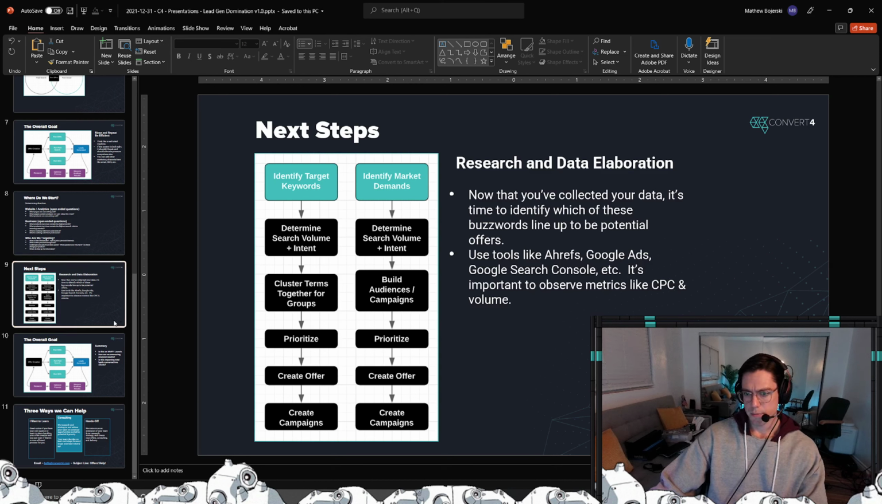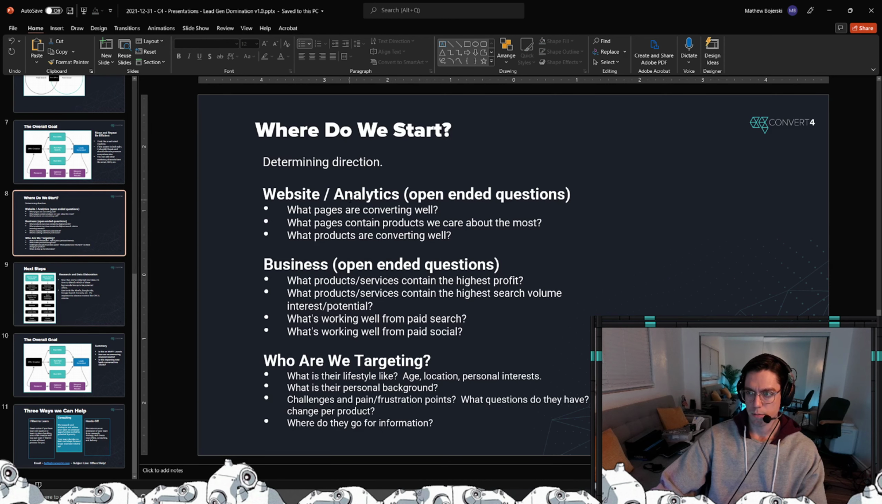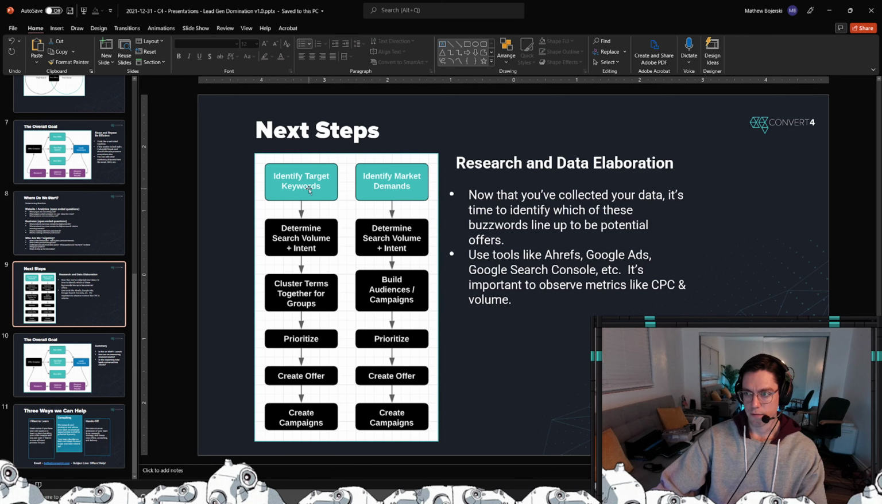So here are the next steps. The first thing you're going to do is identify those target keywords. Based off this list of information here, you're going to want to identify a list of target keywords. You can plug these in and determine search volume and intent.